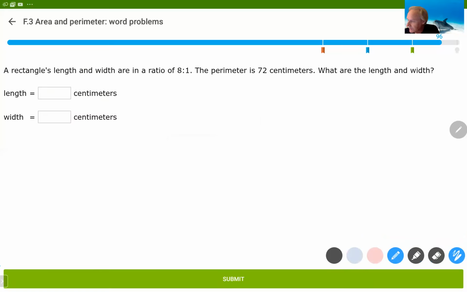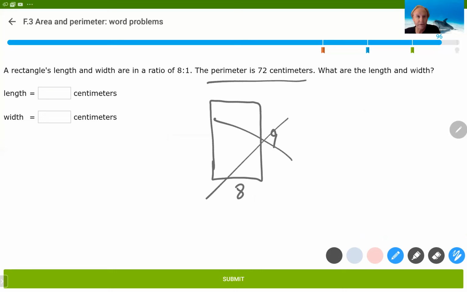8 to 1 this time, and we're talking about 72. The thing that comes to mind for 72 is 8 by 9, which is obviously not right. 9 by 8 does give you, oh no, it doesn't give you a perimeter. It gives you an area of 72. Whoops. We want a perimeter of 72.